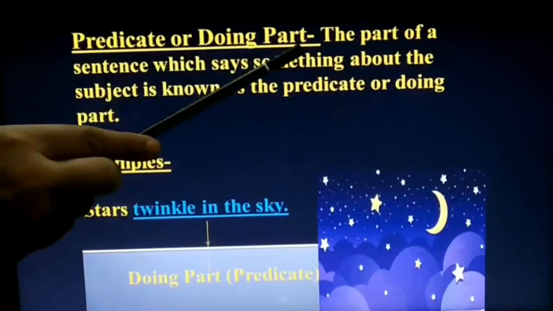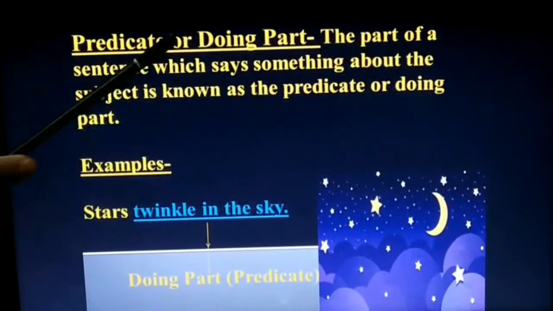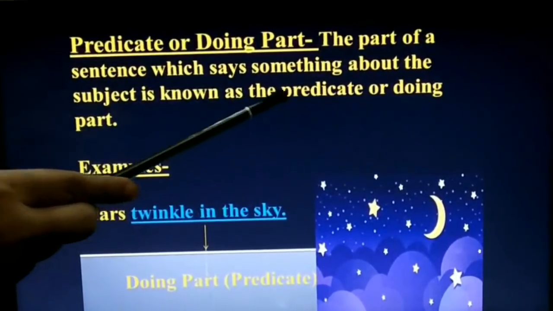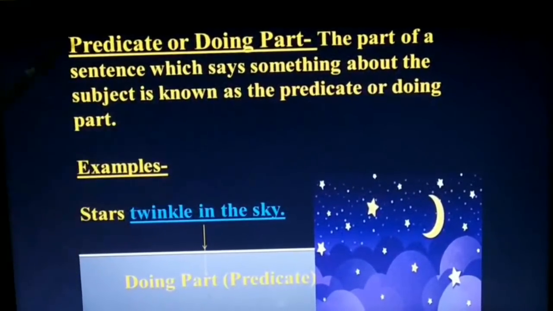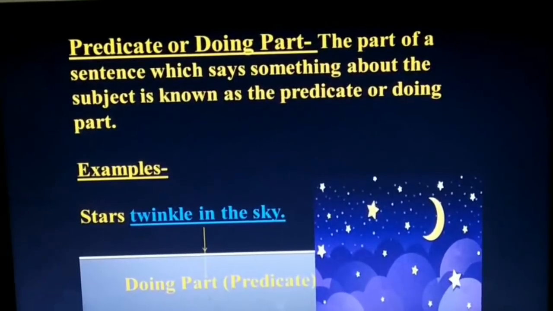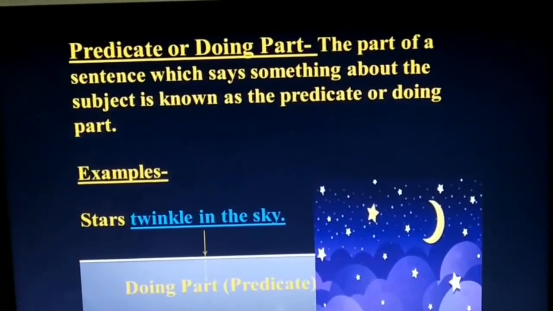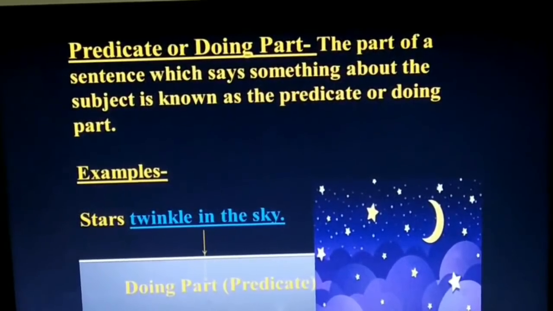Predicate, or doing part. The part of a sentence which says something about the subject is known as the predicate, or doing part. So it says something about the subject. I hope subject and predicate are clear to you all now.